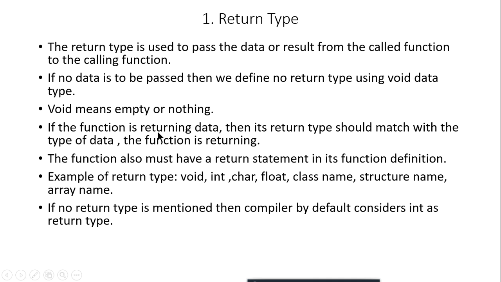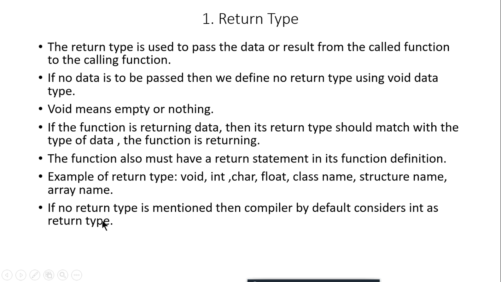Now, when you are implementing your return type functions, your return type must match the type of data that you are passing. And your function must have a return statement in your definition. For example, you are writing int add. Now, in the definition of this function, you must have return 10, return 20, return 30, something like that, that is integer. Examples of return types: you can write any data type like void, int, char, float. You can type a class name, structure name, or array name as a return type. But make sure your return statement also passes the same kind of data.